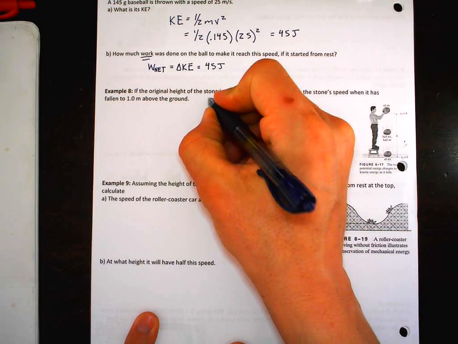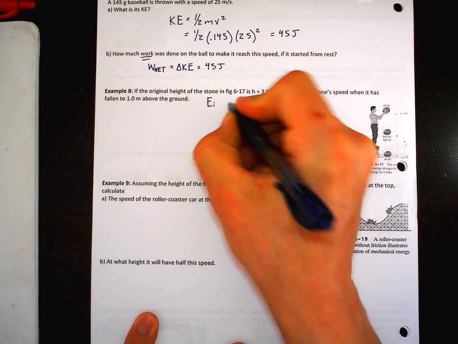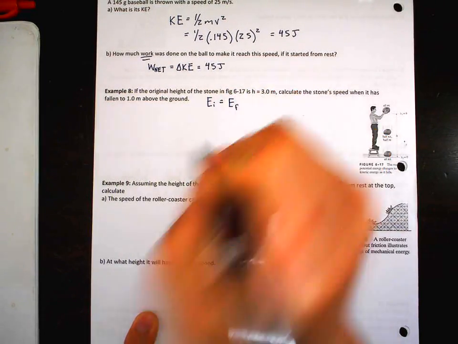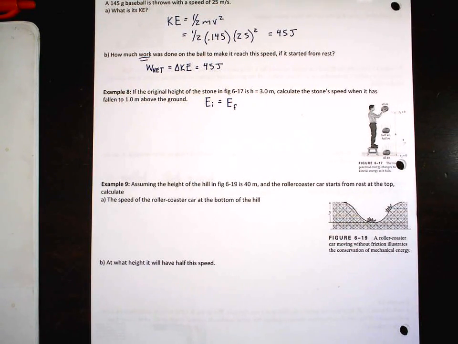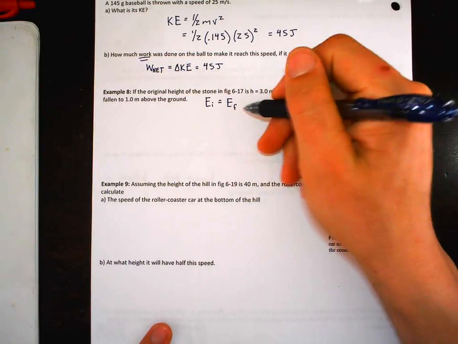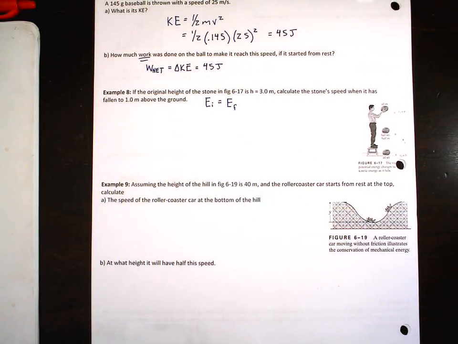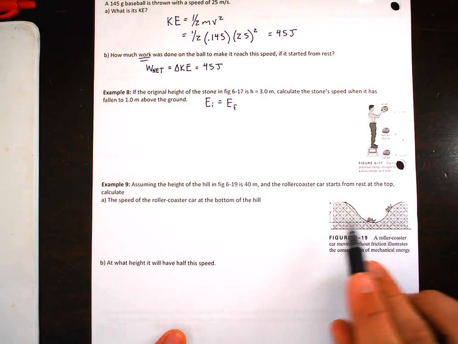So here's what I'd like us to do anytime we have a conservation of energy problem. Energy initial equals energy final. Just writing this often gets you a point on AP problems. Now, there's some situations where this doesn't apply. Like if they said, hey, there's a bunch of air friction in here, then we'd have to subtract out the work done by friction.